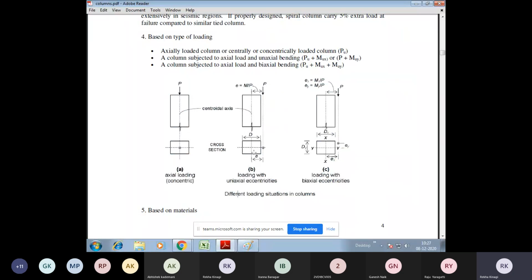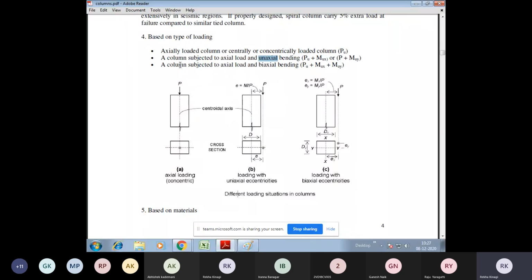Whenever you are seeing here, if you consider the y direction, it is along the centroidal axis itself. Yes, it is along the centroidal axis, but it is deviated from the centroidal axis of x. So it is deviated from only one axis, so we'll have only uniaxial bending.